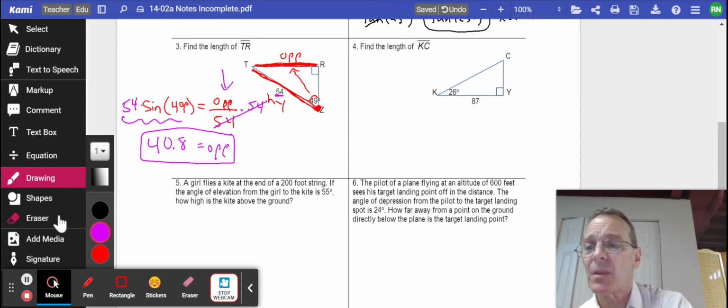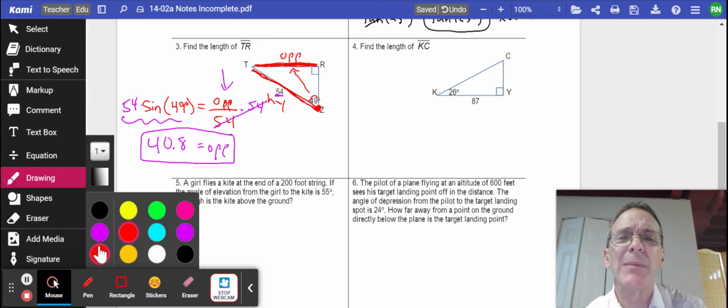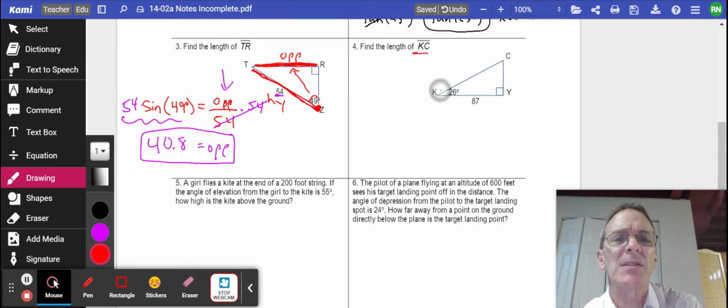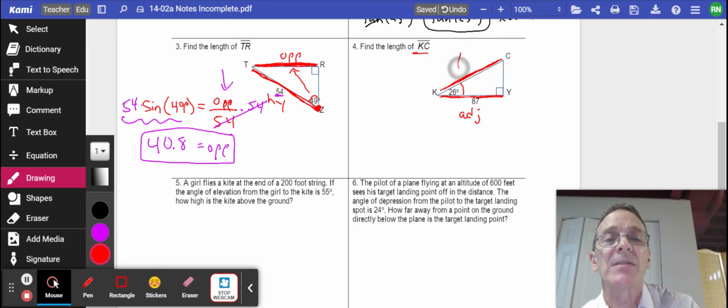Number 4, if we were in class, I'd probably ask you to do this on your own, and maybe you can stop the video and try this now if you want, but there's plenty of homework problems to practice this on. We're trying to find the length of KC, that's here. Here's the side we know that's going to help us. Here's the acute angle that we know. From that acute angle's point of view, this is the adjacent side. This is the hypotenuse.